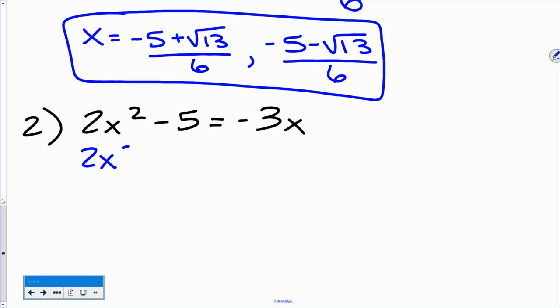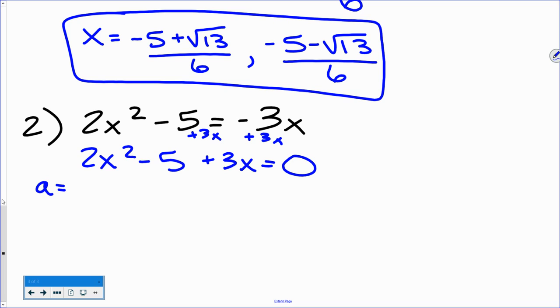So I've got 2x squared minus 5 on one side. So if I add 3x to both sides. All right, now I've got it equal to 0. I technically don't have it in that alphabetical order of A, B, and C. So if it helps you to rewrite it in that proper standard form, go for it.